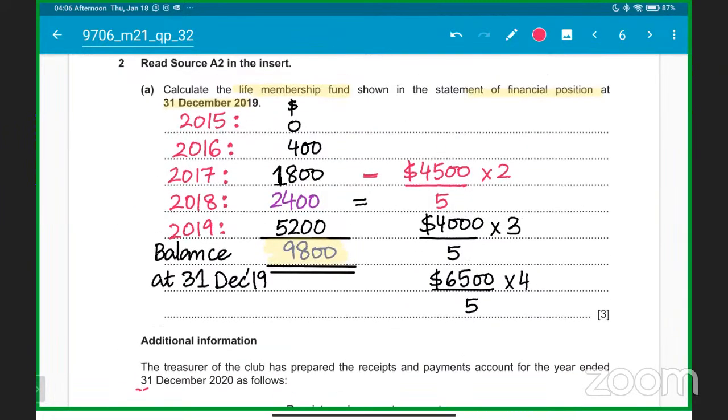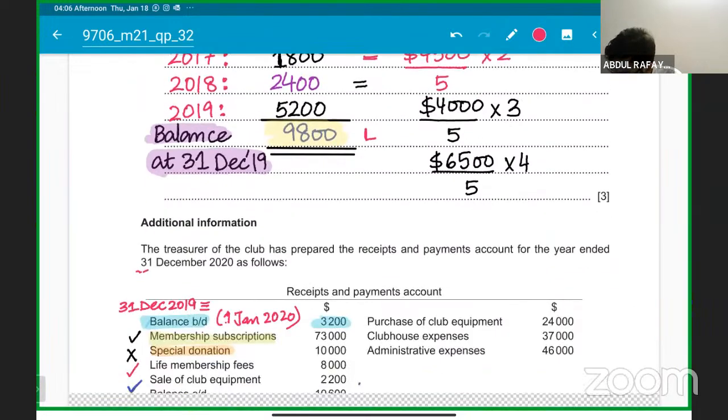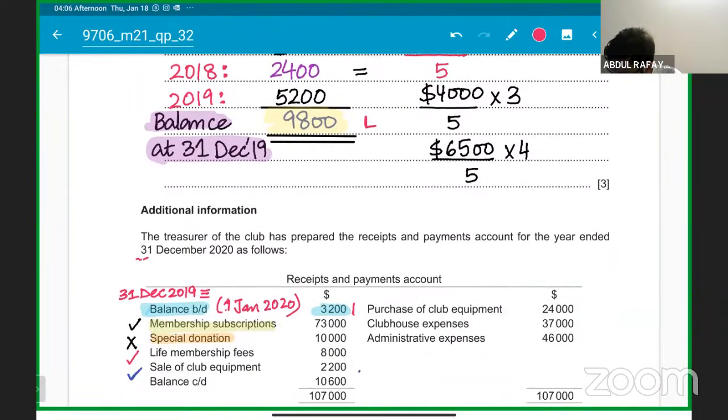And one more thing, if you can clearly see, that's why I've written it in bold. The balance at 31st December 2019, where we started off the question, that 9,800, is the life membership fund balance as well. And life membership fund is what? It's a liability, because we have received the income but we have not provided the service against it. Everyone getting it? So it's a liability as well. This one is a liability, but this one is on the debit side, so it's an asset. Everyone getting it? Following?